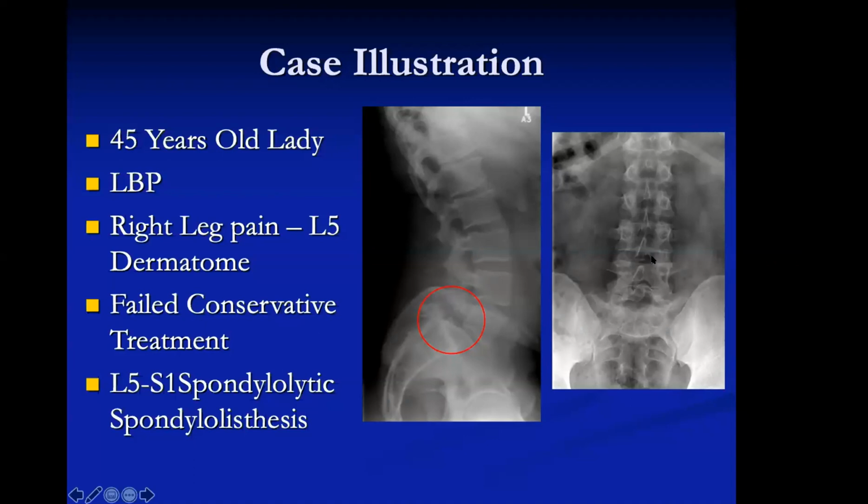So the L5 route, for example, the right L5 route. So this is right, this is left. So this is the right L5 pedicle. This is the right S1 pedicle. So the right L5, this is the right L5 pedicle. And this is the right S1 pedicle.